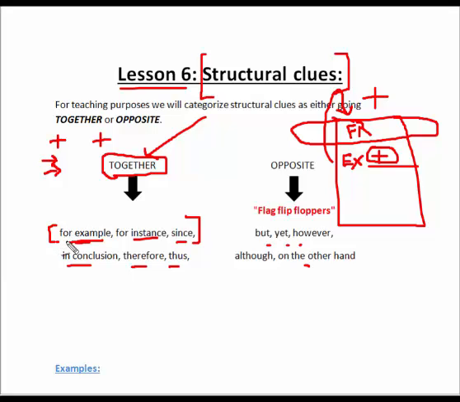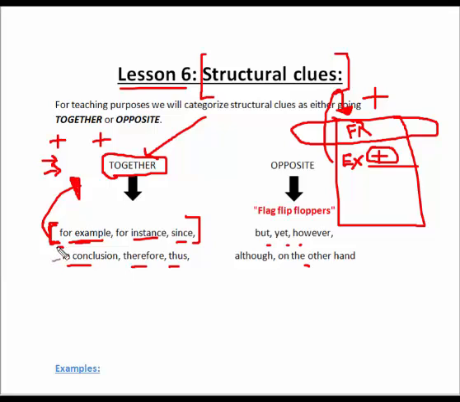The first grouping, for example, for instance, and since, these words will tell you that what comes after those words is going to be an example to illustrate what they said earlier. If what they said earlier was the topic sentence, then these are going to be details to support that. Notice what I said. This tells you that you're about to see a detail that is going to support a previous statement that we called a topic sentence.